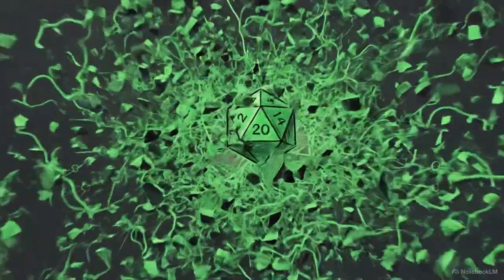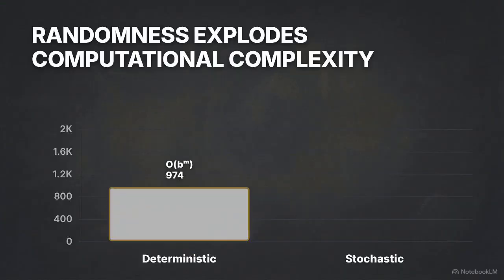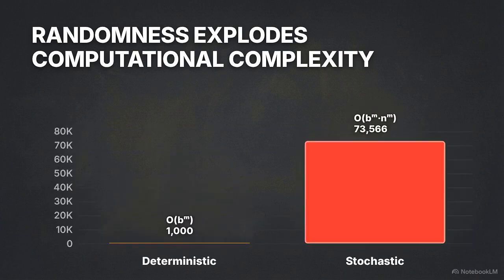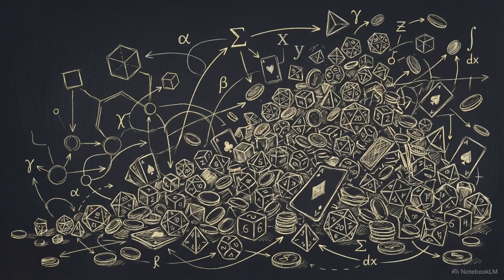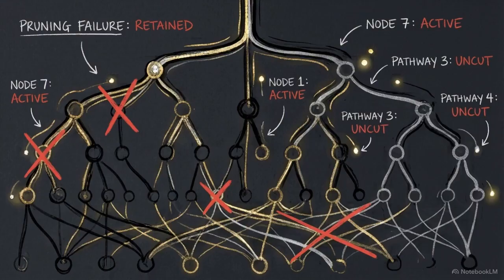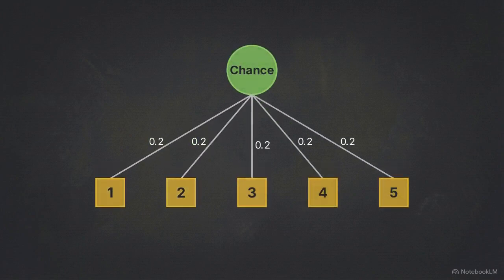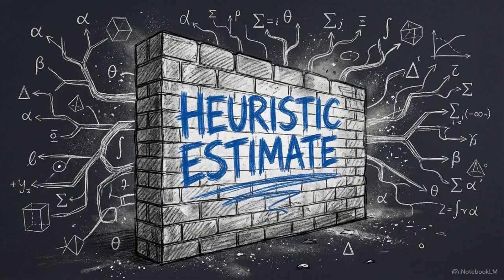The time complexity balloons to big O of b to the power of m, multiplied by n to the power of m, where n represents the number of random chance outcomes per turn. Alpha-beta pruning is practically useless here. Because chance nodes require a weighted average of all their children, the algorithm usually cannot skip any of them, unless strict utility bounds apply. Faced with this computational wall, the AI relies on a final tool, the evaluation function.